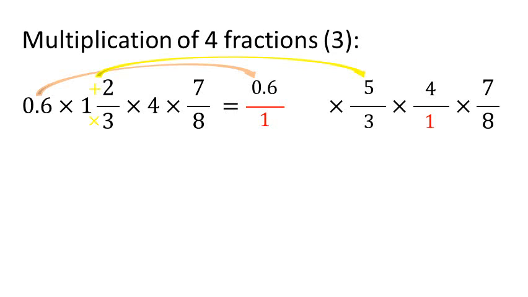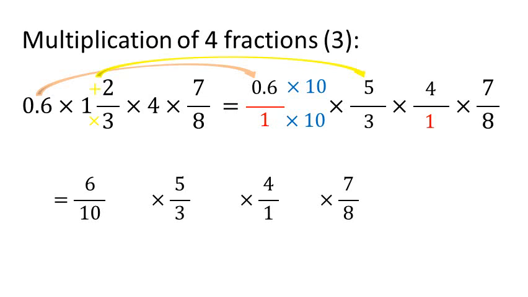Because we don't want to have a decimal in a fraction, we multiply the numerator 0.6 by 10 and the denominator 1 by 10. So we have 6 over 10 times 5 over 3 times 4 over 1 times 7 over 8. Now check the numerators and denominators. We can see the numerator 5 and the denominator 10 having a common factor of 5. So we divide 5 by 5 to get 1, and 10 divided by 5 to get 2.